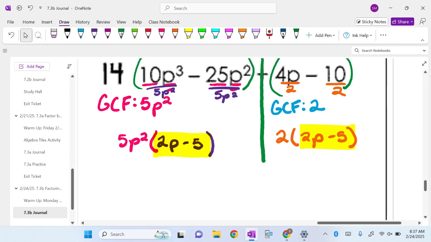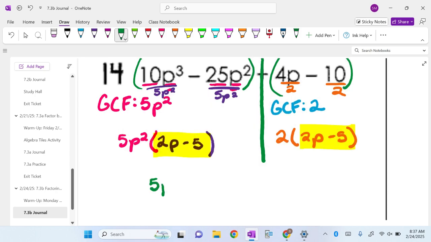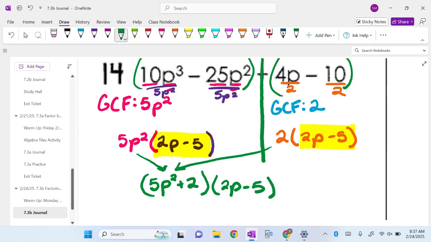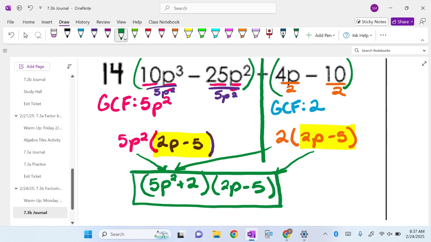So what do you think my answer is if I do the bring down method? Lissandro. 4p squared plus 2... 5p squared plus 2. And then 2p minus 5. Good. So what he did, he brought down the two GCFs into their own bubble and brought down a singular one of the other bubbles. So this is our answer.